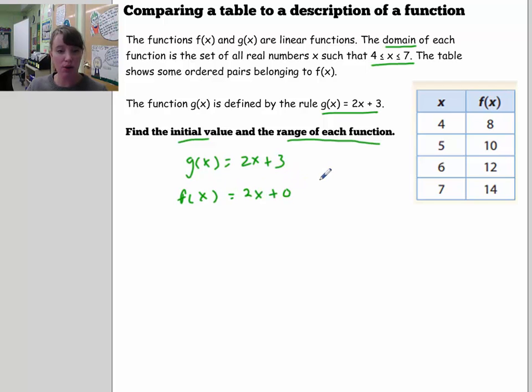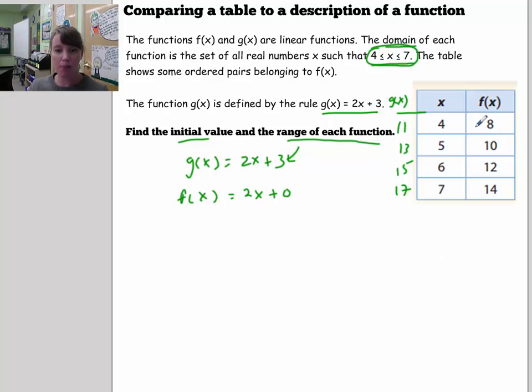So it's really just 2x plus 0. It looks like g of x has an initial value of 3 more than f of x. Now, if both g of x and f of x are defined for all real numbers between 4 and 7, then what's going to happen with the range is your g of x is going to have a range. All it does is it takes f of x and it takes 2x and adds 3 to it. So this is going to be 11, 13, 15, and 17.